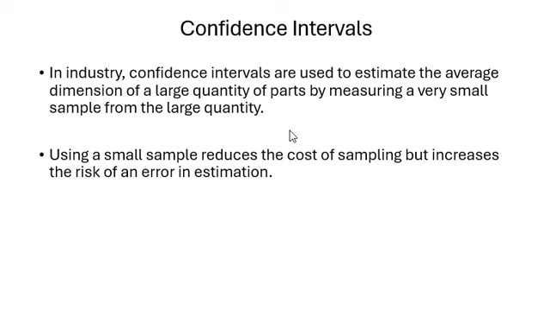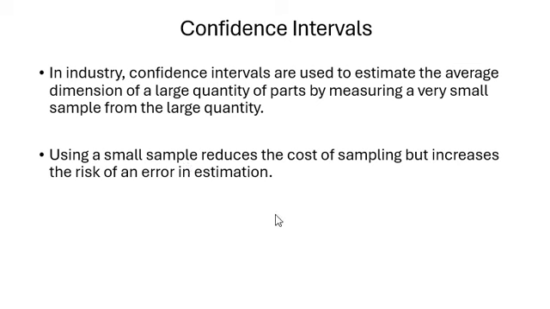We usually use it to estimate the average dimension of a large quantity of parts. Parts are very important in our field. We measure them. We measure a very small sample from a large quantity. So you have a large quantity, which on paper we call a data set, and then we measure a sample out of that large quantity. So now you know this is the population and that is the sample. And we'll be using the confidence intervals to estimate the average dimension of these parts.